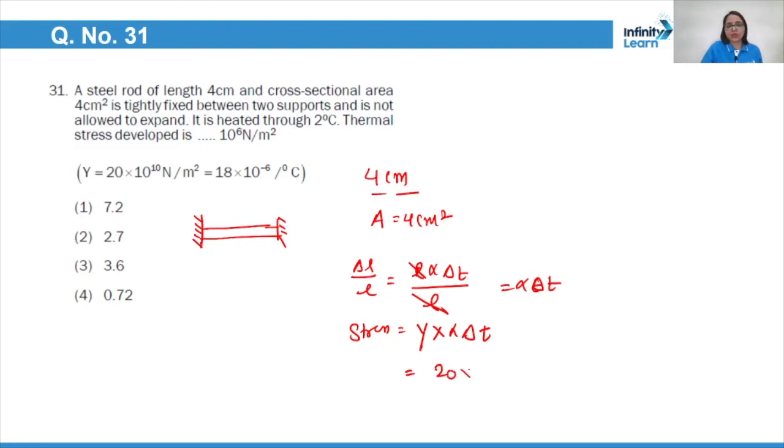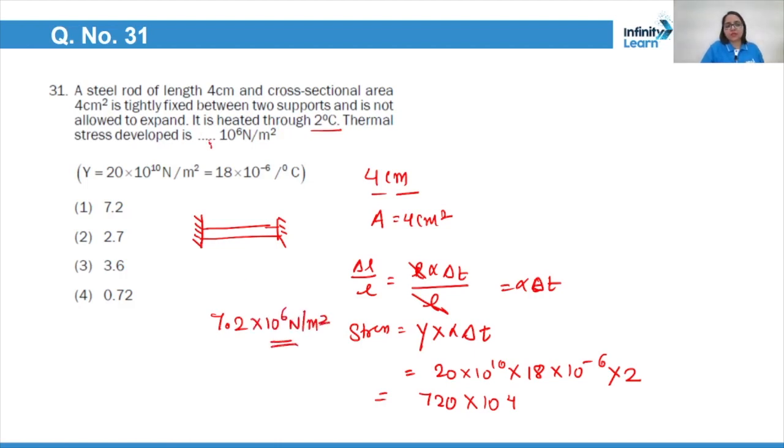Young's modulus is 20 into 10 power 10. Alpha is 18. It's not 1.8, it's 18 into 10 power minus 6, and the change in temperature is 2 degrees, right? So it is 18 into 2, 36 into 20, 720 into 10 power 4. So you can write it as 7.2 into 10 power 6 Newton per meter square. So the value over here should be 7.2, which is option 1.